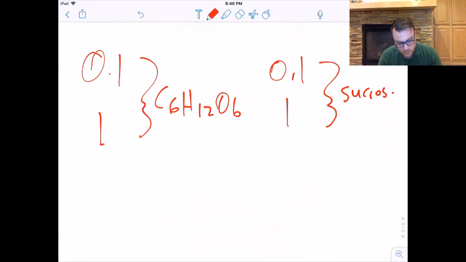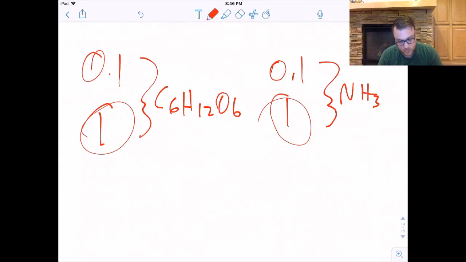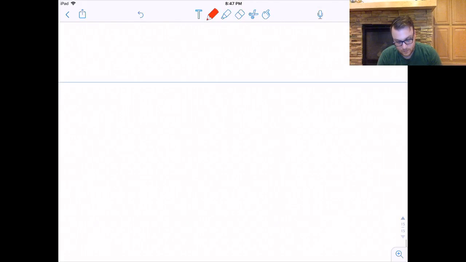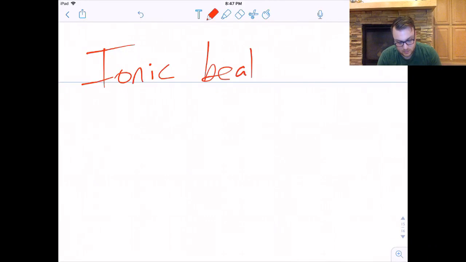Now, ionic beats molecular if the same amount of moles. So if you were doing 1 mole of glucose again and 1 mole of NaCl, NaCl will win and lower the freezing point and raise the boiling point more than glucose.